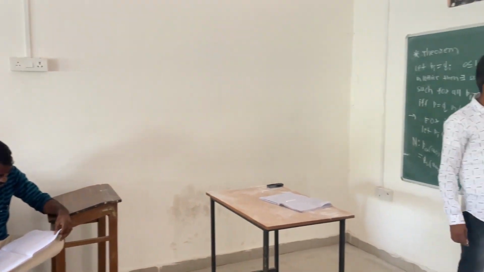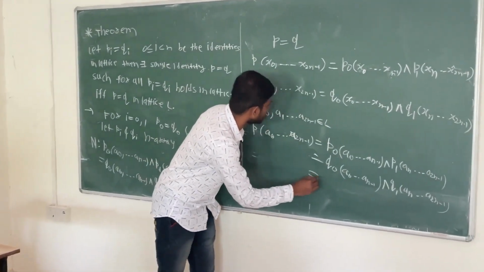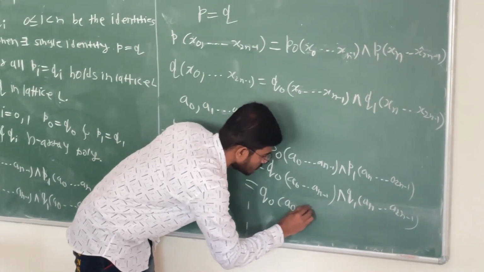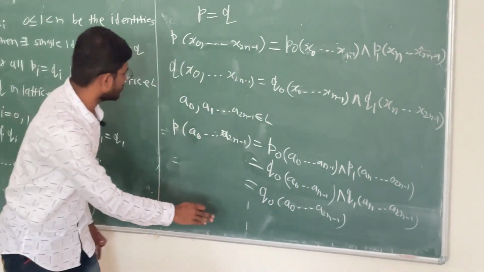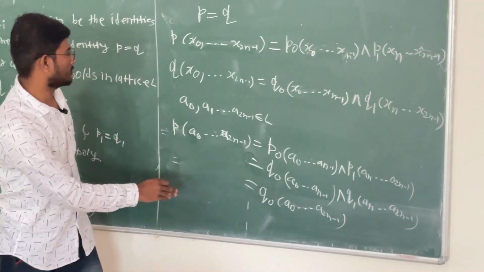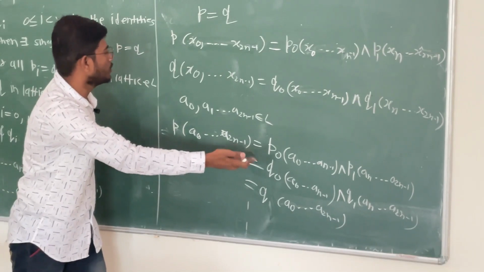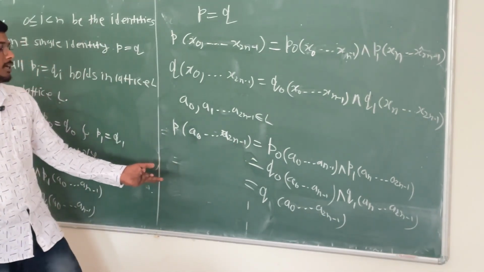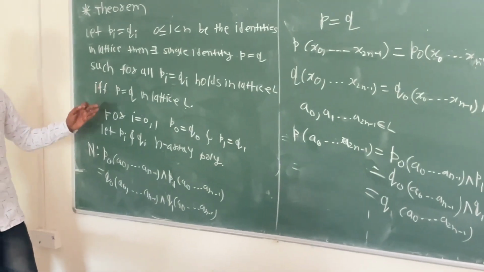So we have this statement and we have that Q combination, this is equal to this. So we can write for a0 up to a_{2n-1}, meet q0, meet q1. So we have P equal to Q in general. So we have proved that P is equal to Q holds in lattice L. There is this single identity.